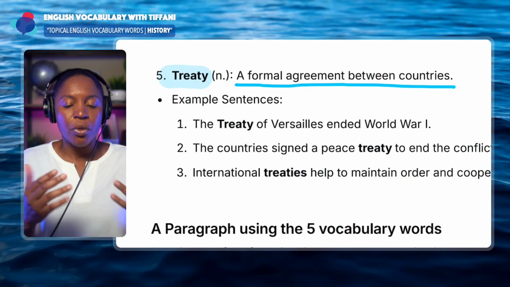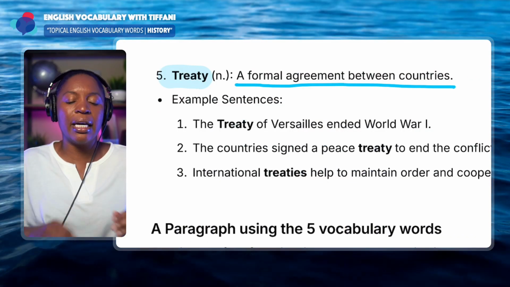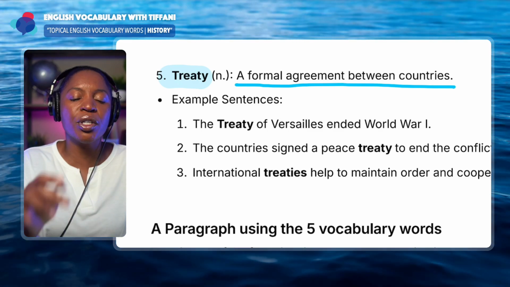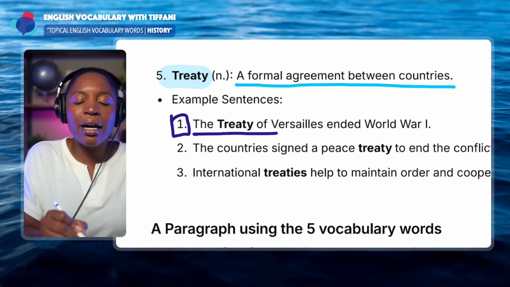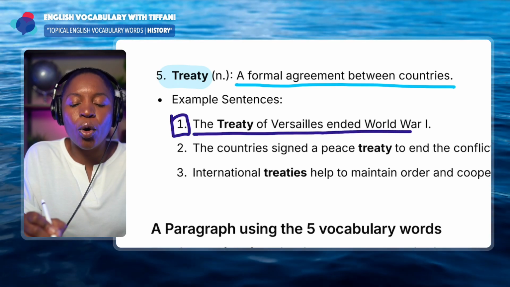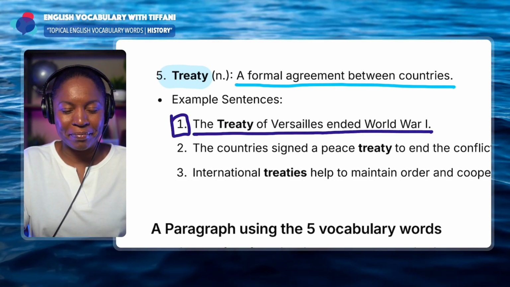I want you to imagine a situation. Maybe two countries are trying to do business with each other. They're trying to trade certain goods. So they decide to come together and they form an agreement. Hey, this is what we're going to do. We both agree this is a great decision. This is what we call a treaty, a formal agreement between countries. Now, I want us to check out this first example sentence. Here we go. The Treaty of Versailles ended World War I.